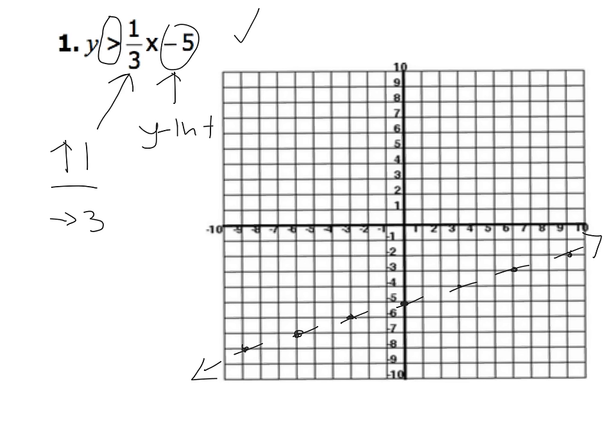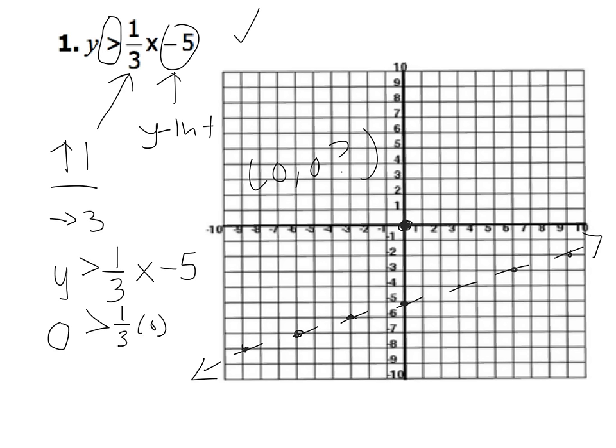So with your test point, if you notice, 0, 0 does not lie on this dash line. So I can use 0, 0 as a test point. That'll work just fine. So I'm going to test to see if 0, 0 is a solution to my original inequality. So my original inequality, I'll rewrite it, 1/3 x minus 5. And then I'm going to see, is 0, 0 a solution to that inequality? Is it a solution? So is 0 greater than 1/3 times 0 minus 5?